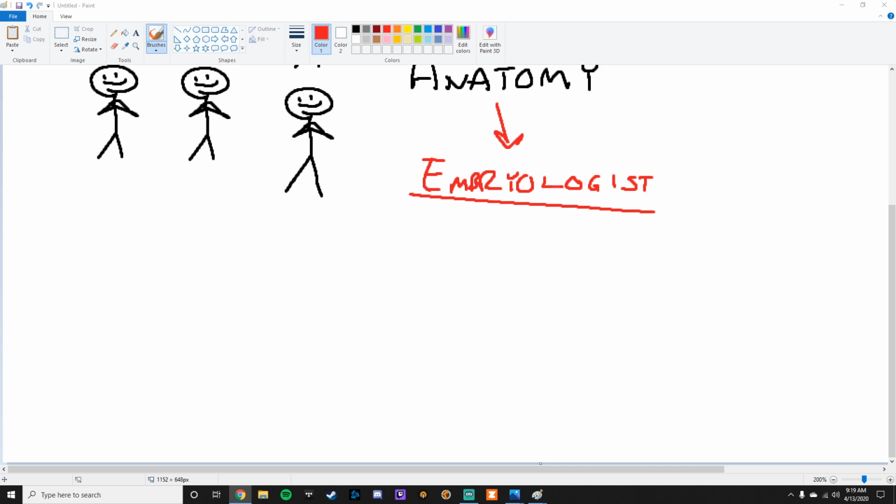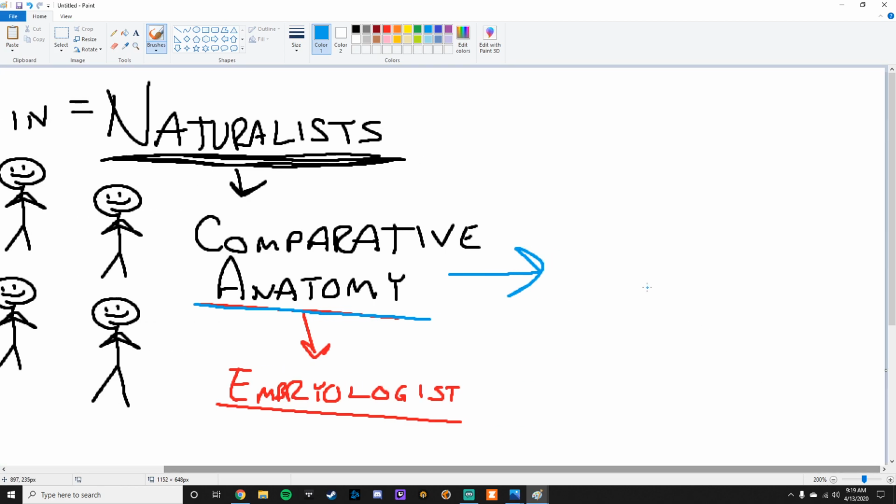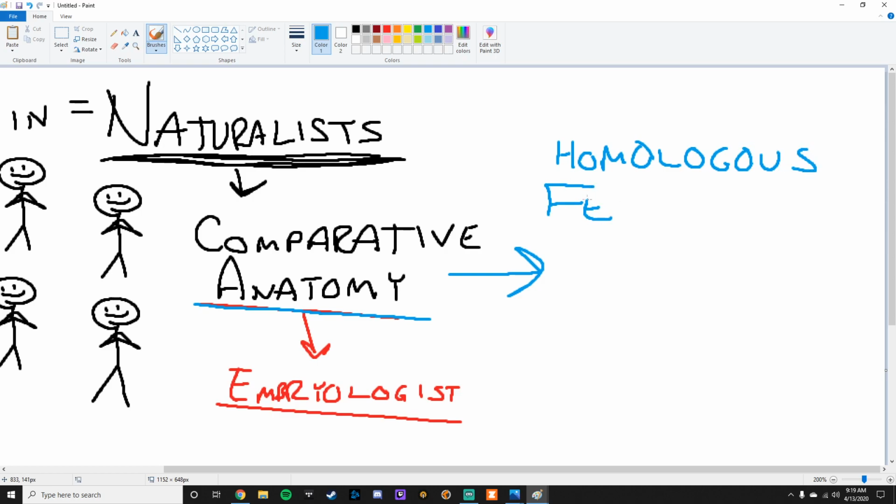Yeah. So what you're looking at a lot of times, and this is going back to comparative anatomy. We're going to look at comparative anatomy. When we look at comparative anatomy, we are looking at what are called homologous features. I'm really struggling to draw those. I am not great with drawing with a mouse. So homologous features are features that are the same.